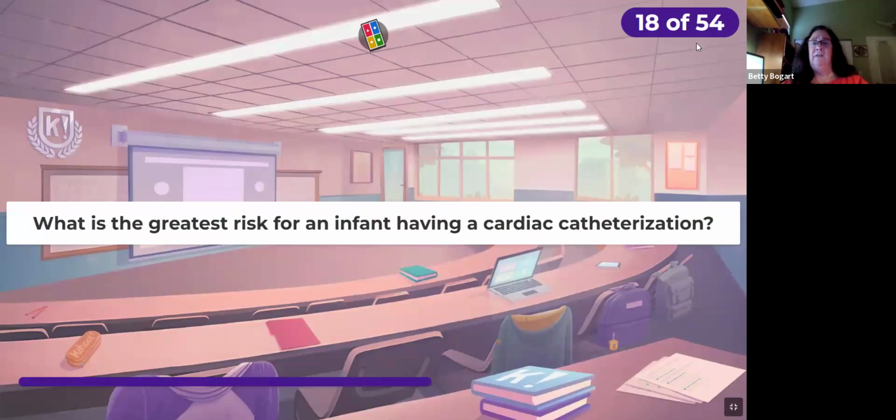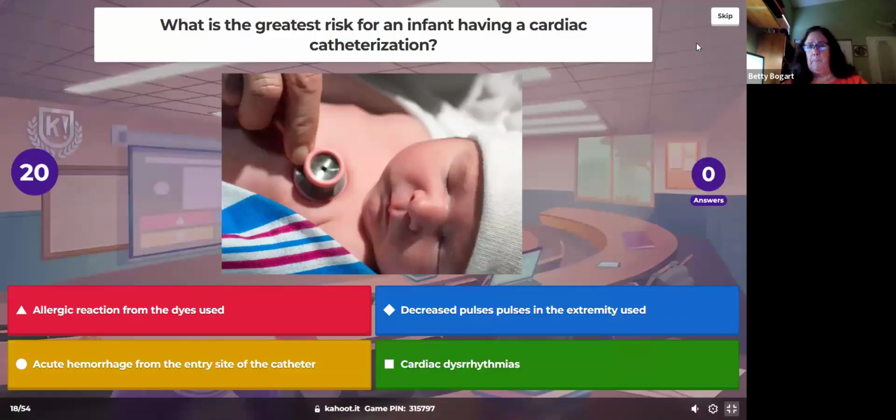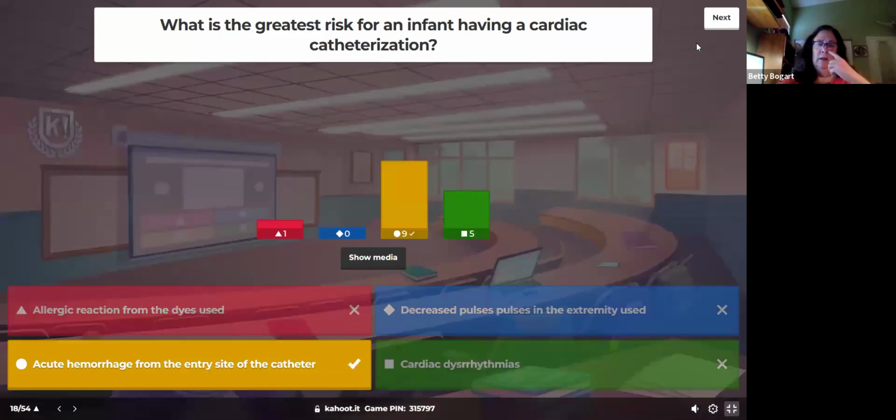What is the greatest risk for an infant having a cardiac catheterization? So the biggest risk is those two catheters that were in the right femoral artery and vein. It's that hemorrhage. Again, I will always check that dressing first. Older kids are going to have a sandbag on it, but it's a big pressure dressing on there to try to prevent it from leaking because it will.